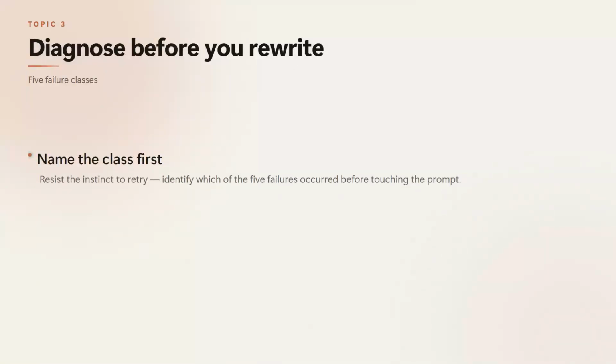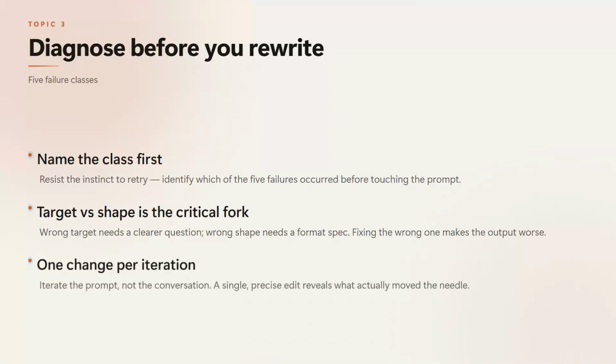When an output disappoints, the instinct is to say try again or rewrite from memory. Both are guesses. The disciplined move is to diagnose first, name which of 5 failure classes you're seeing: wrong target, shape, depth, facts, or scope. Each has a different fix. This prevents the most costly mistake, asking for more specificity, which pressures the model to invent. By making one change at a time and iterating on the prompt, not the conversation, you learn what actually works and build prompts that compound.